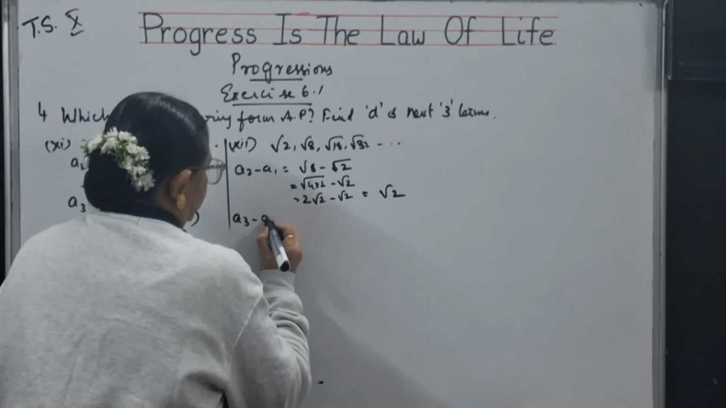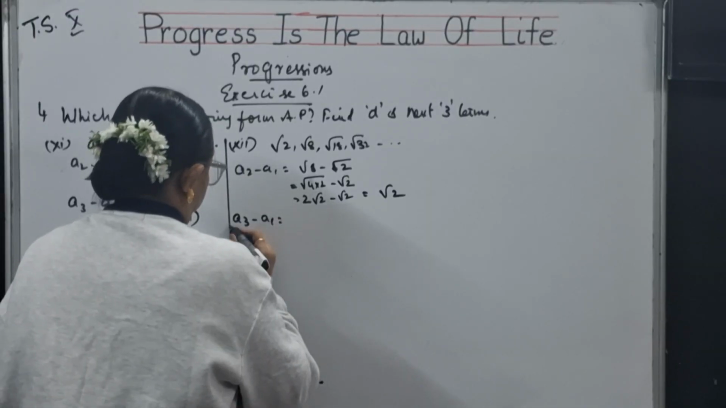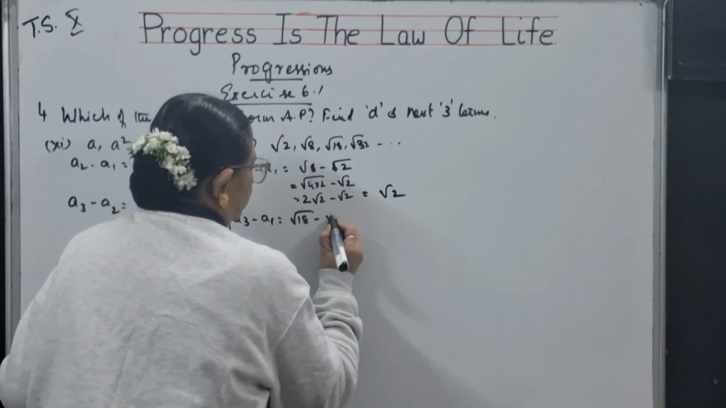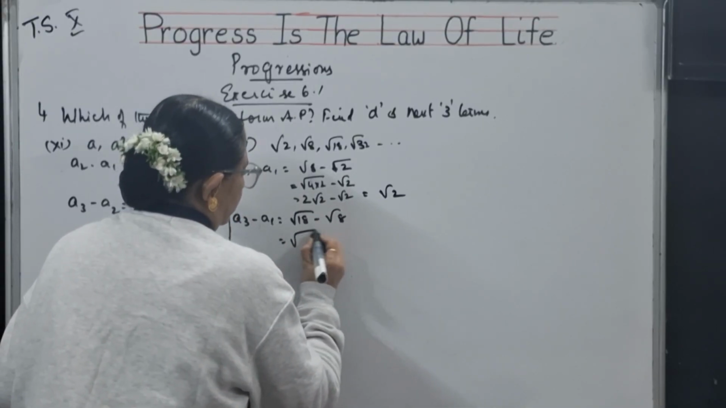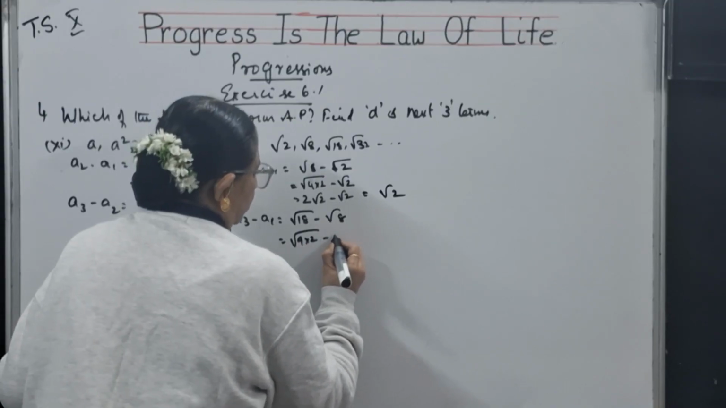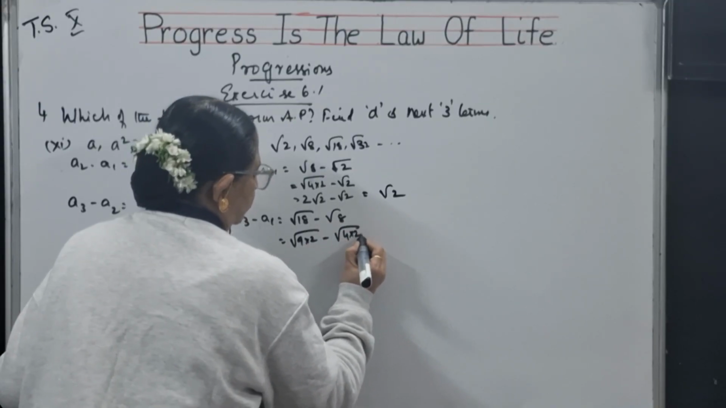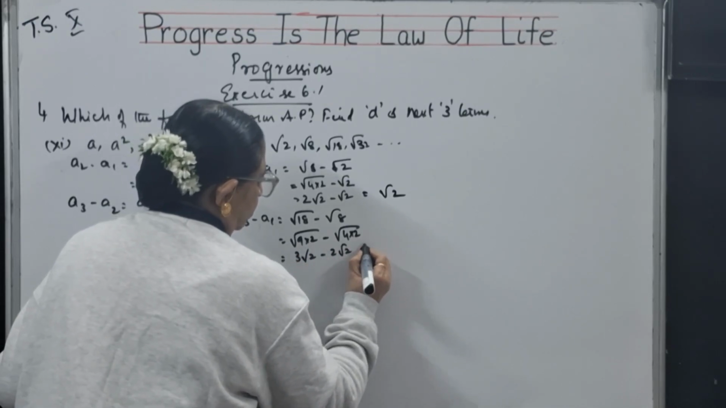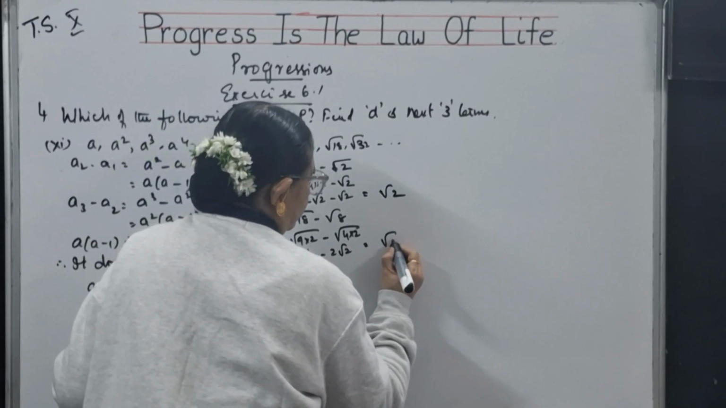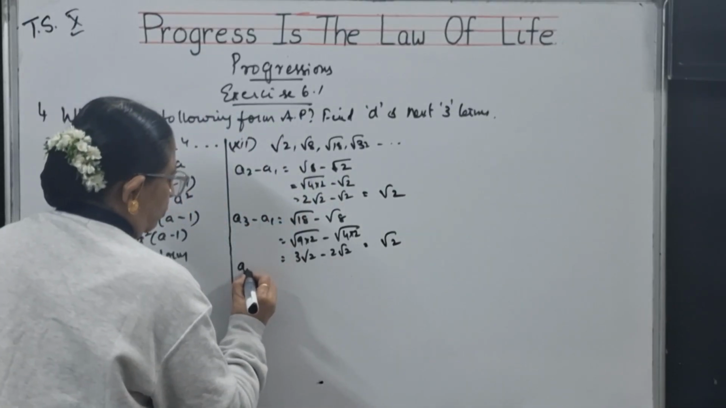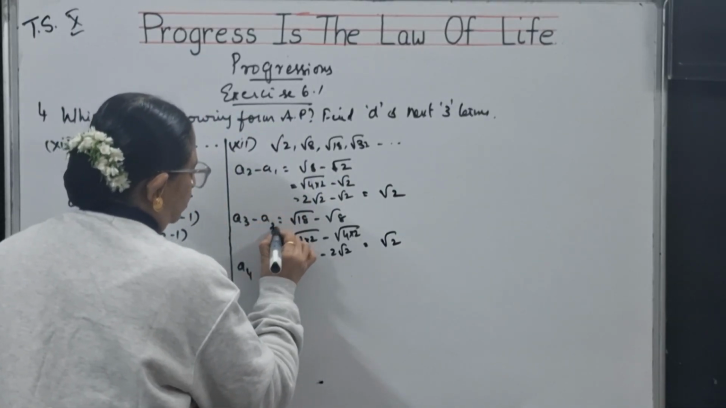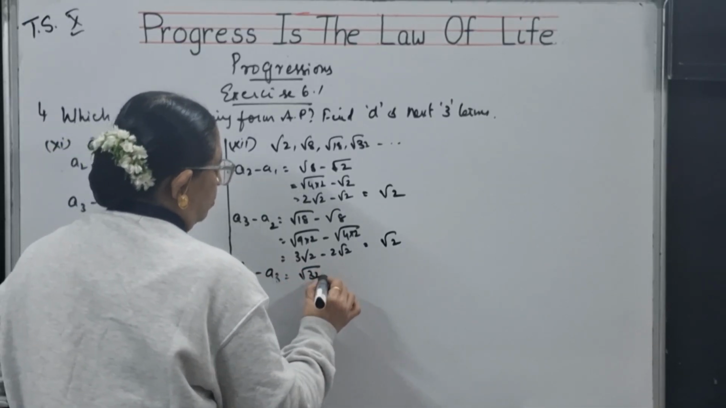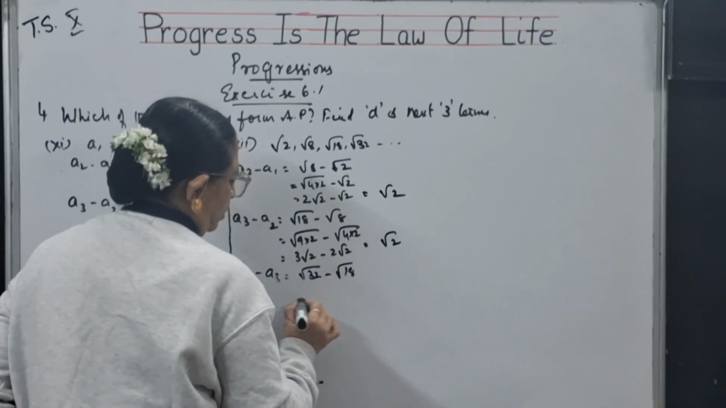Similarly, a3 minus a2, root 18 minus root 8. Root 18 can be written as root 9 into 2, minus root 8 which can be written as root 4 into 2. That is 3 root 2 minus 2 root 2. 3 root 2 minus 2 root 2 is root 2. Now a4 minus a3, that is root 32 minus root 18.